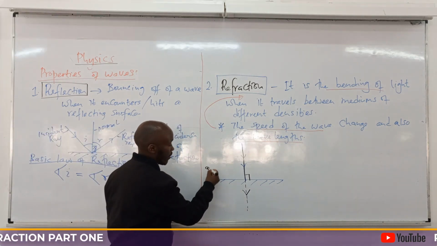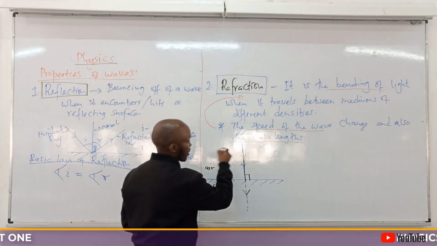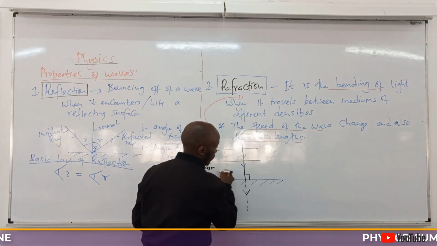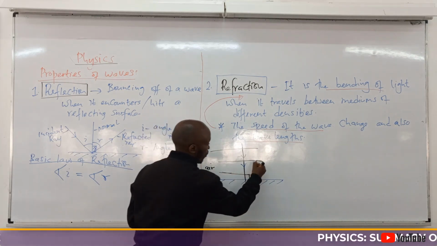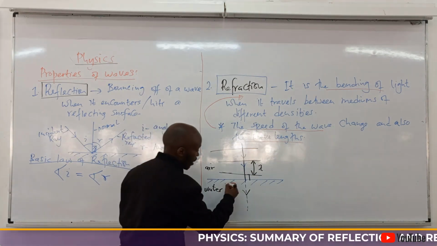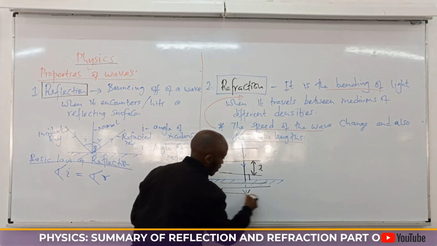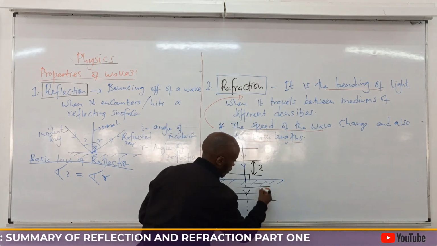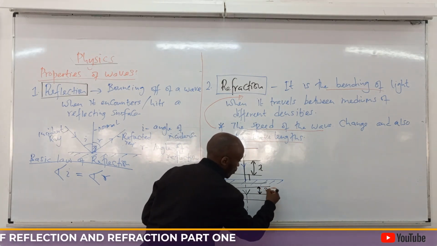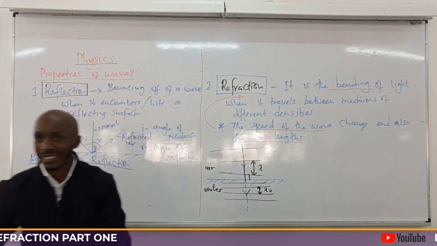So if this is air and this is the water medium, and this is the wavelength, we just show the wavelengths using the wavefronts. So once it comes to this other medium, what will happen? The wavelength decreases. So this is the wavelength too. So the wavelength will decrease.